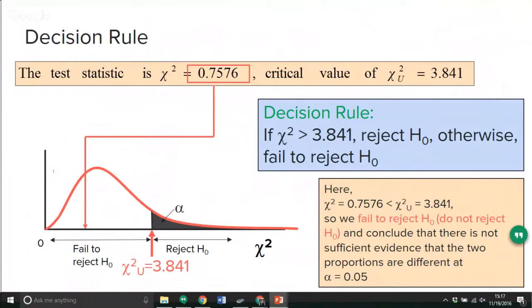So there's no significant difference, which essentially means that if they're not different, what are they? They're the same. So essentially, that's what we're finding, that statistically the proportions are the same as what they should be in the population.